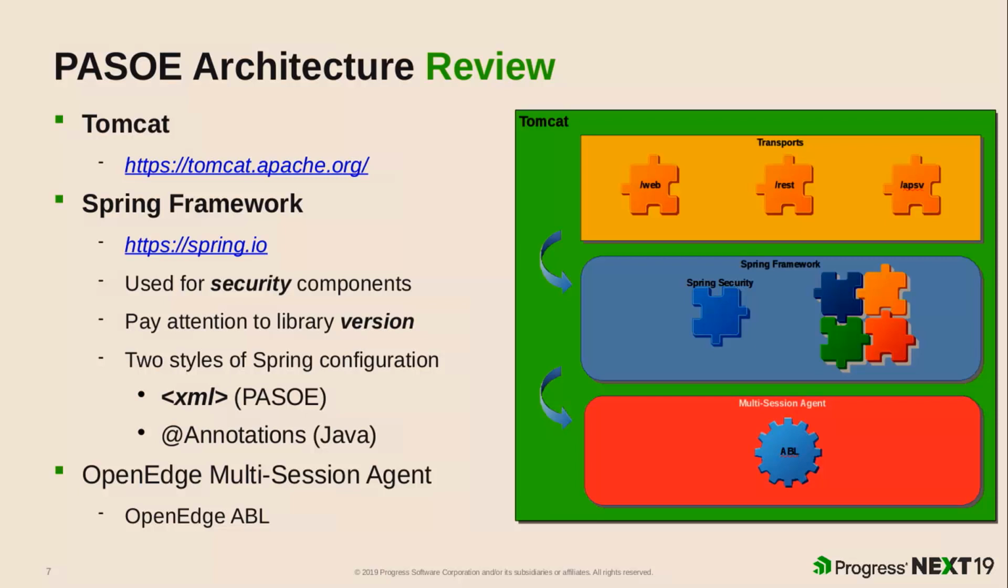The one feature, of course, that we're using inside of the PASOE ecosystem is Spring Security. And then once you've passed all your security checks, now you're down inside of the multi-session agent, and you're actually executing your ABL code.